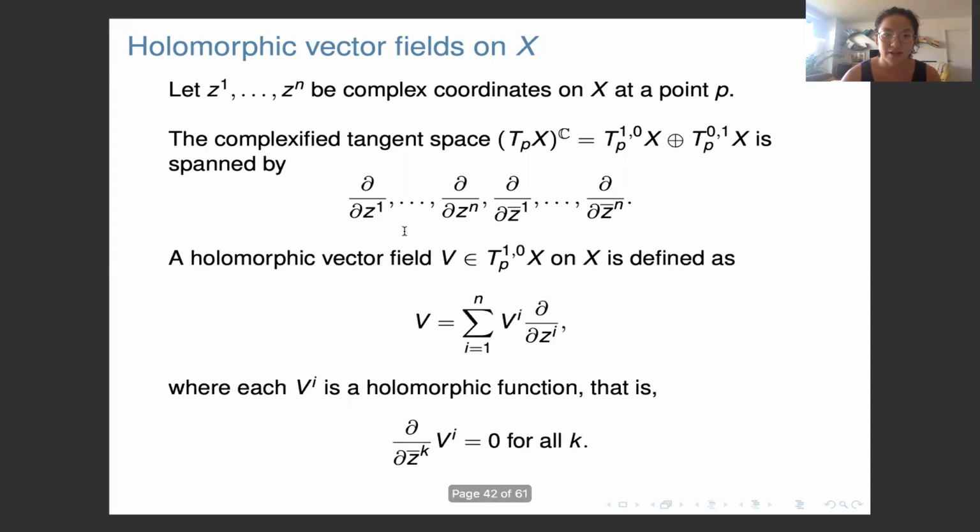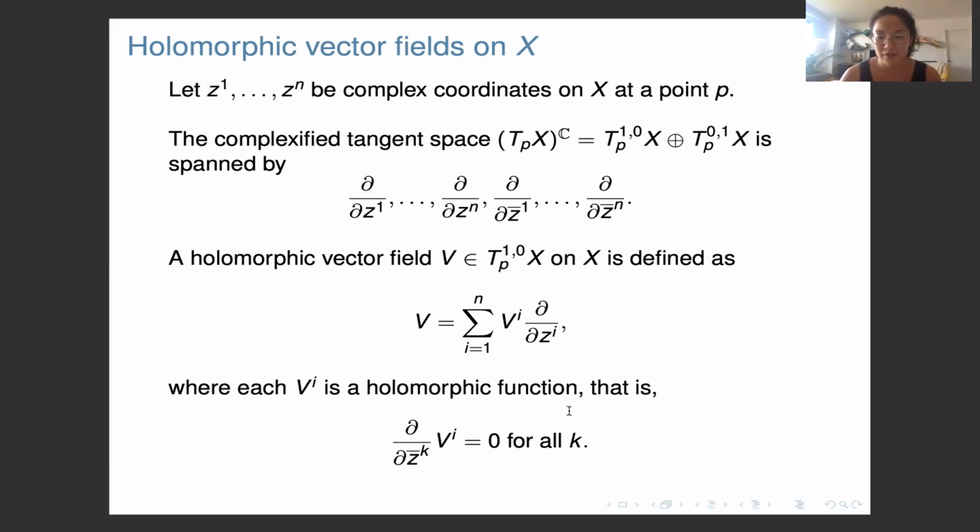And so we can define a holomorphic vector field V inside the (1,0) part on X by V equals basically a linear combination of these ∂/∂z^i with coefficients V^i. These are just generally smooth functions, but for a holomorphic vector field, these V^i need to be holomorphic functions.